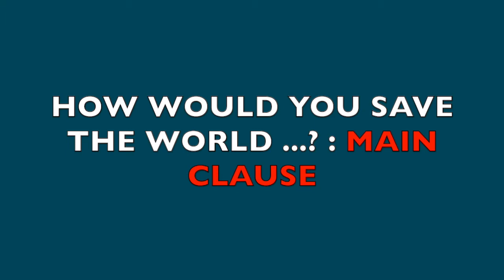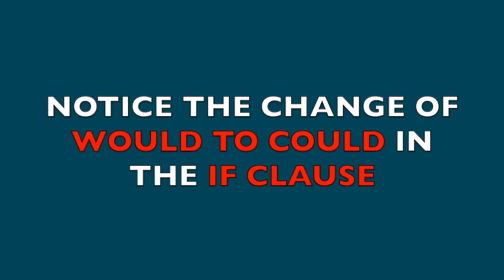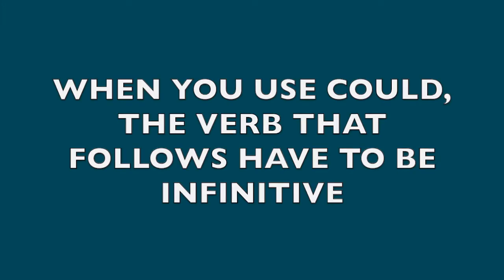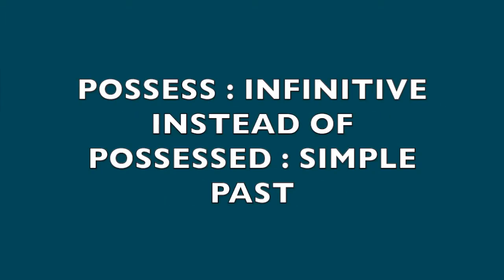This is how this would turn out, the main clause, the result. Notice that in the if clause, I've replaced would with could, which is certainly valid and acceptable. But when we use could, the verb that comes after it must be in the infinitive form. In this case, possess, not the simple past, which would be possessed, like the other examples. Just a rule of thumb.